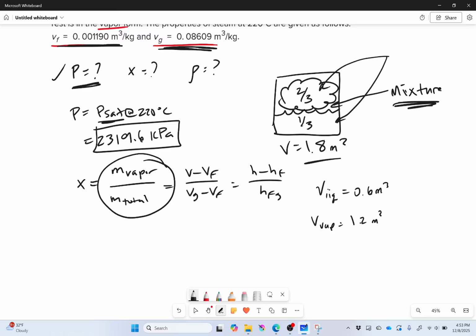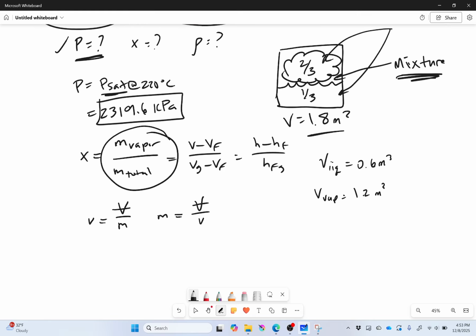And now I'm going to go ahead and find the mass of liquid and the mass of vapor. How am I going to do that? I'm going to do that using my specific volumes. Makes it really simple. Specific volume, v, is equal to the actual volume divided by the mass. And so if we rearrange that a little bit, my mass is equal to my volume divided by my specific volume. I'm going to do that for both my liquid and my vapor.